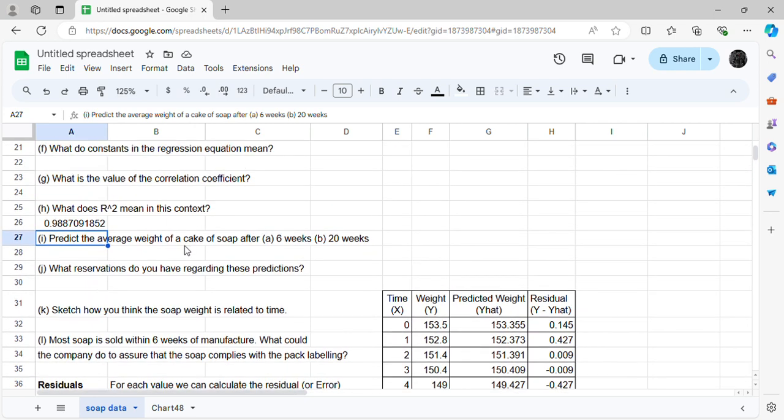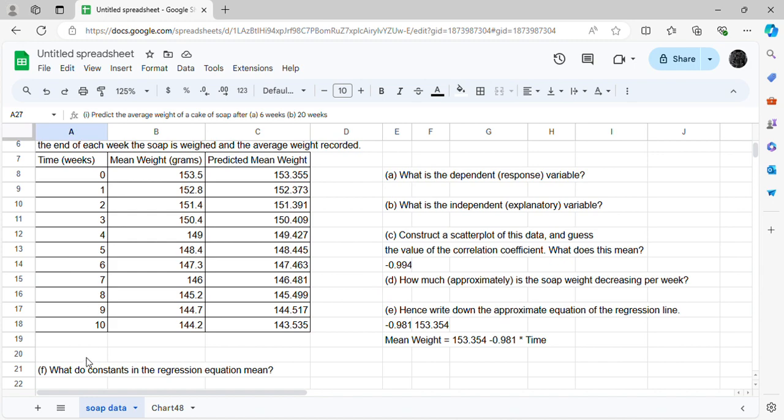Predict the average weight of a cake of soap after 6 weeks and 10 weeks. So let's add it to this table.